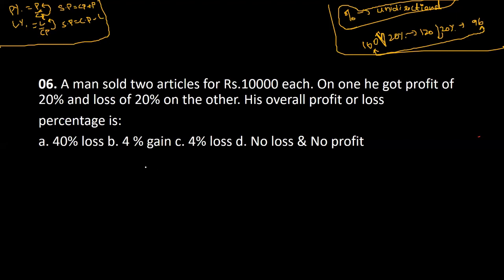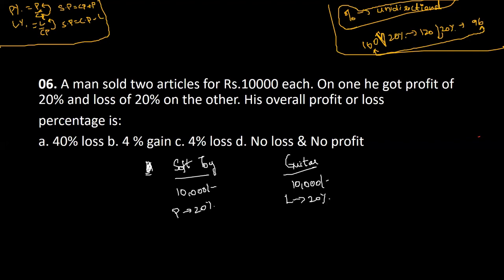Okay, there are two articles, right? Let's say article A and article B. Why A, B? Let's say this is a soft toy worth rupees 10,000, and there is one more thing. Let's say there's a guitar. Now, a soft toy costs 10,000 rupees, ridiculous, and a guitar costs 10,000 rupees, reasonable. Okay, and then he says on one you got a profit of 20%, and on the other there was a loss of 20%. Okay, what is the cost? I mean, this is the selling price, and this is the selling price.